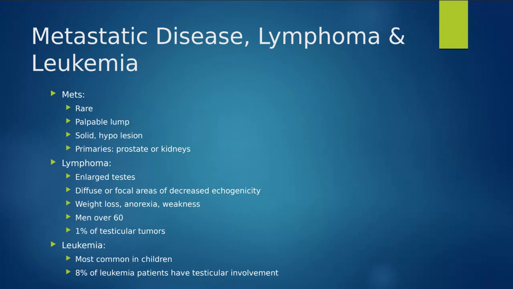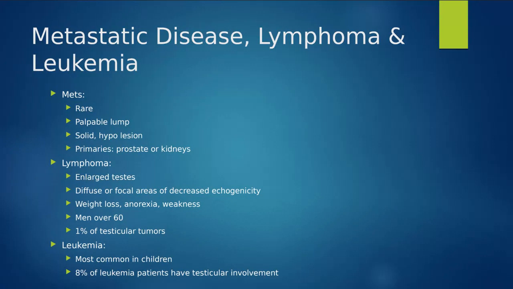And metastatic disease, spread, lymphoma, and leukemia. Mets to the testicles or to the scrotum is very, very rare. If we do happen to see that, we're going to have a palpable lump. They're going to appear as solid, hypoechoic lesions. We're mainly seeing Mets from the prostate or kidneys to the scrotum. So if you have lung cancer, we're really not going to see Mets down to the scrotal contents. But we know our prostate is so closely related to our scrotum, and we know our kidneys are so closely related to our male reproductive system that those two origination sites kind of make sense for that spread.